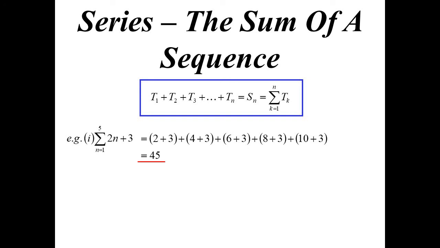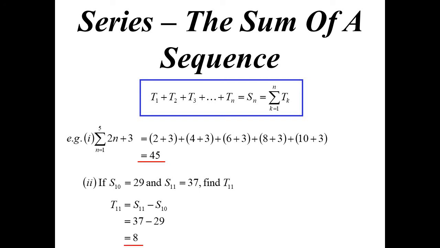Add them together, 45. We know that the sum to 10 terms is 29, and the sum to 11 terms is 37. Could we then work out the 11th term? And the answer is, well, yes, we could, even though we don't know what the general term is and we don't know what the pattern is. What must be true is that the difference between the sum of 11 terms and the sum of 10 terms must be the 11th term, because to get the sum of 11 terms, we had to add the 11th term onto the sum of 10 terms. So I'll subtract 29 from 37, and we now know that the 11th term is 8.